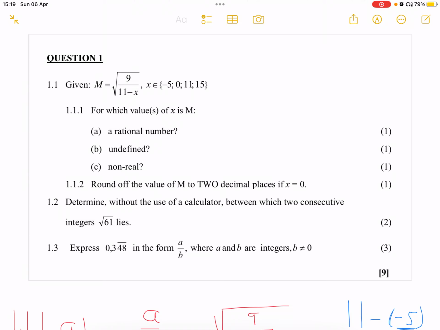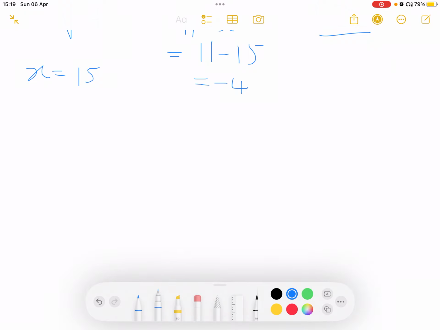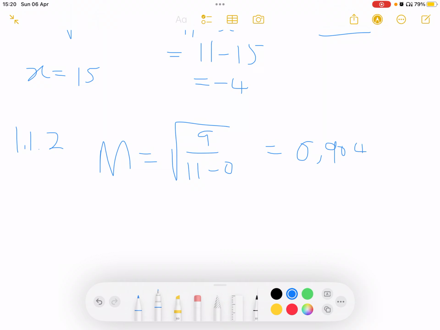Then they say you must round off the value of m to two decimal places if x equals 0. Now, if x equals 0, this is 1.1.2. We have m equal to the square root of 9 over 11 minus 0, which if I punch into a calculator gives us 0.90453. This is not the final answer. We did rounding of numbers, and the video is posted on our YouTube channel. So we'll have to take two digits because they said to round off to two decimals. So it's 0.90. That will be the final answer.